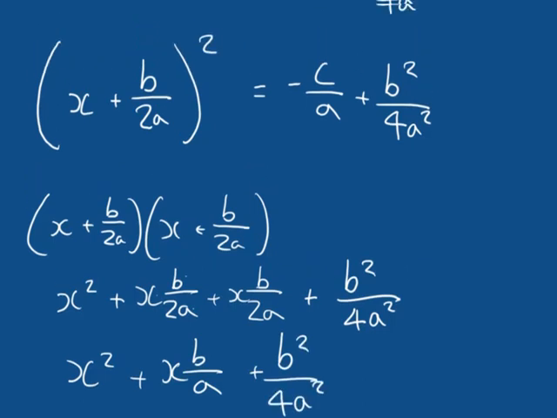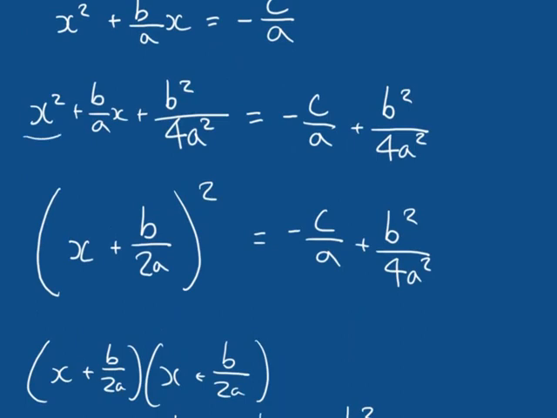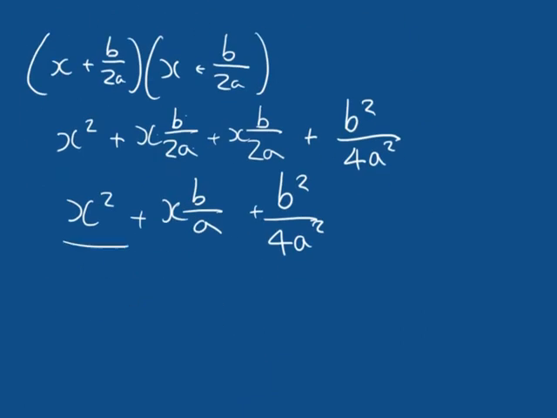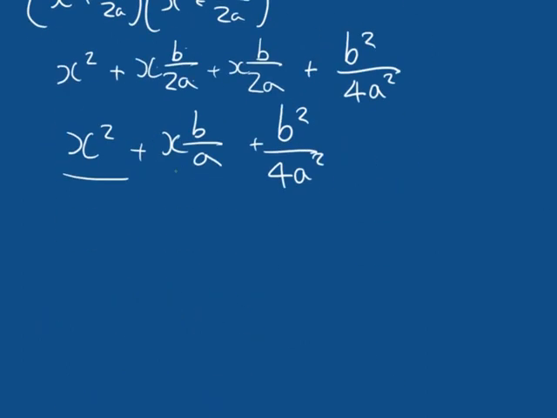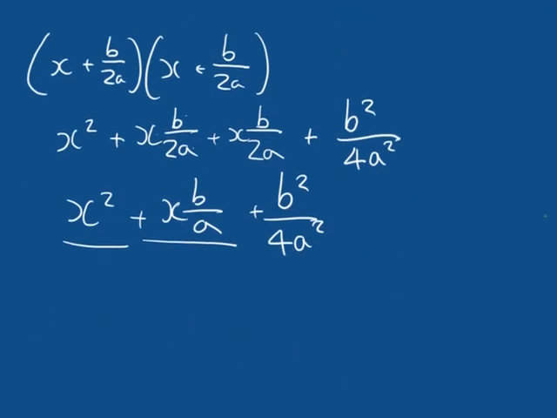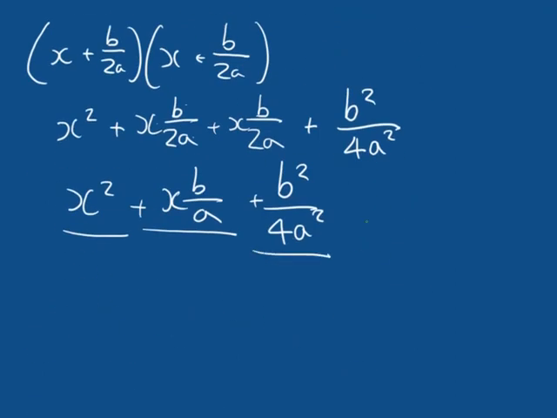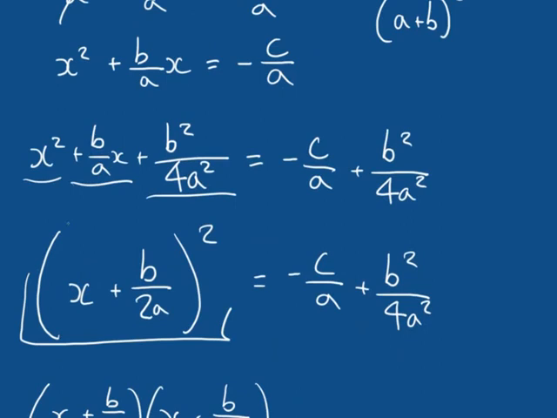If we take a look now, x squared plus b over a x, well that's the same as x times b over a, we've just flipped them around, plus b squared over 4a squared. So b squared over 4a squared. So that does indeed mean that this is equal to that.